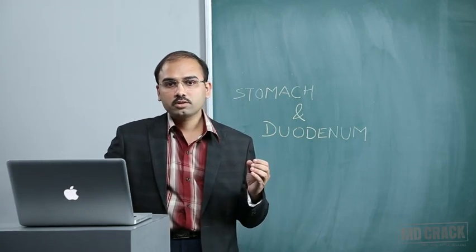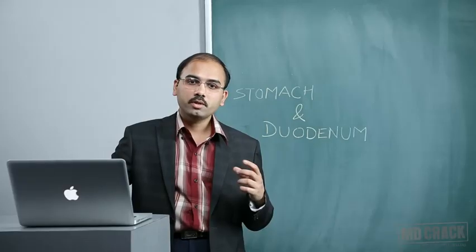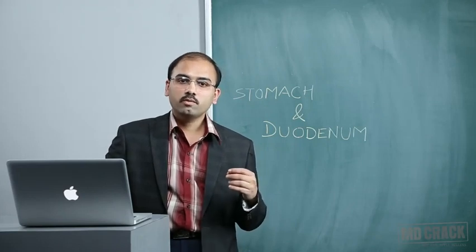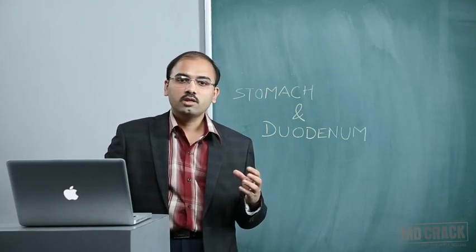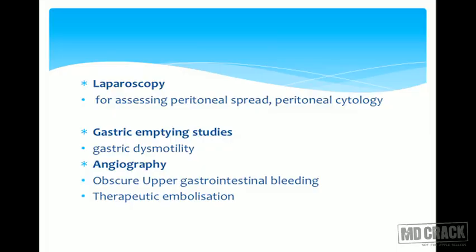Apart from gastric emptying studies, we now have angiography. Angiography is very important for assessing bleeding duodenal ulcers or bleeding gastric ulcers when they are not controlled by routine endotherapy. Also, in the postoperative status, if you have upper GI bleeding from any of the suture lines or any of the gastric arteries such as the celiac axis, angiography is very versatile to diagnose and to treat upper gastrointestinal bleeding. It can be used for obscure upper gastrointestinal bleeding, or for therapeutic embolization of a bleeding vessel in the gastric or duodenal region.